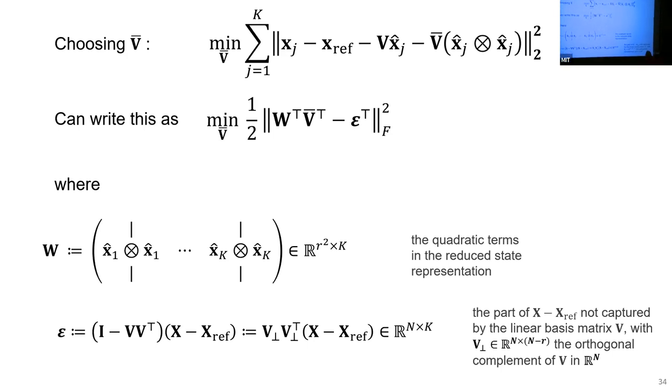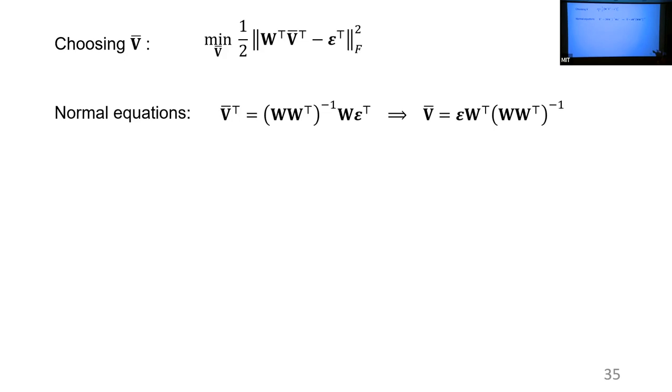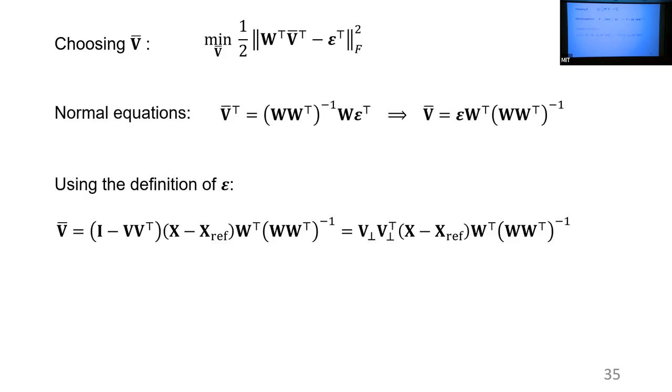So when you write it this way, the first thing you see is, oh my goodness, it's another linear least squares problem, right? V bar is what we're solving for here. This is nothing but a linear least squares problem. And what's more, when you write it this way and you see that this is epsilon, you can see on the next slide, if you write out the normal equations, that V bar is now lying in the space orthogonal to V. In other words, V bar is orthogonal to V by construction, because of the way we set it up.